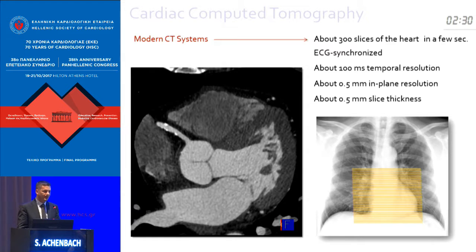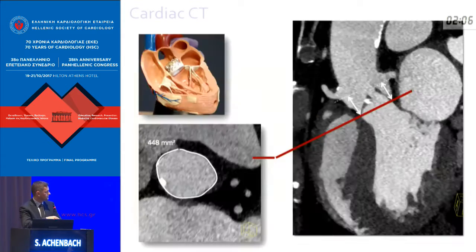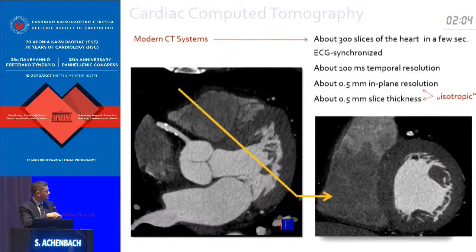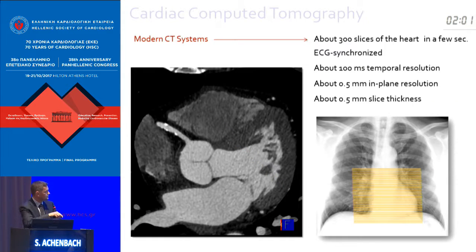I would like to go back for just 1 or 2 minutes to the beginning of what CT currently delivers. We are very much focused on using CT for the coronary arteries, but if you think back, as I said initially, CT acquires approximately 300 slices of the heart in just a few seconds. The temporal resolution is high. The in-plane resolution is high. The resolution in the imaging plane, sorry, this was too fast. Here we go, the resolution in the imaging plane, but also the slice thickness is very thin.